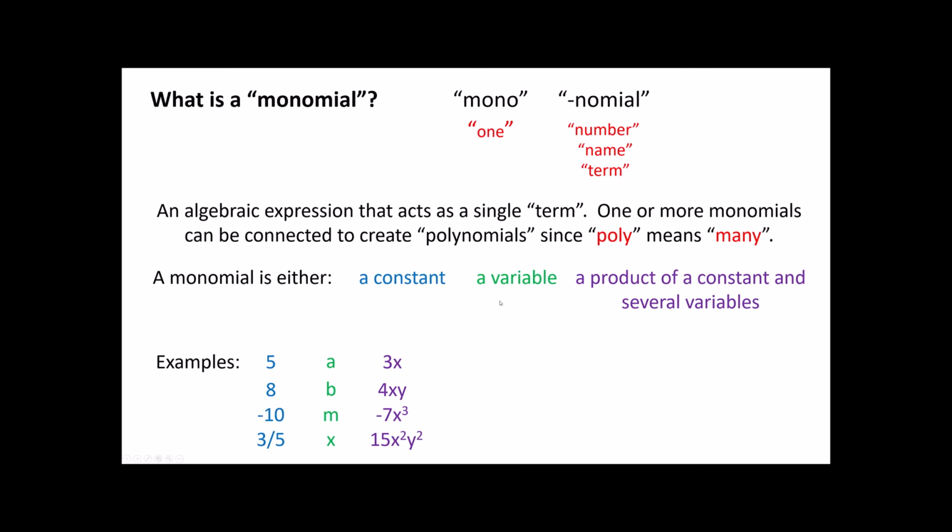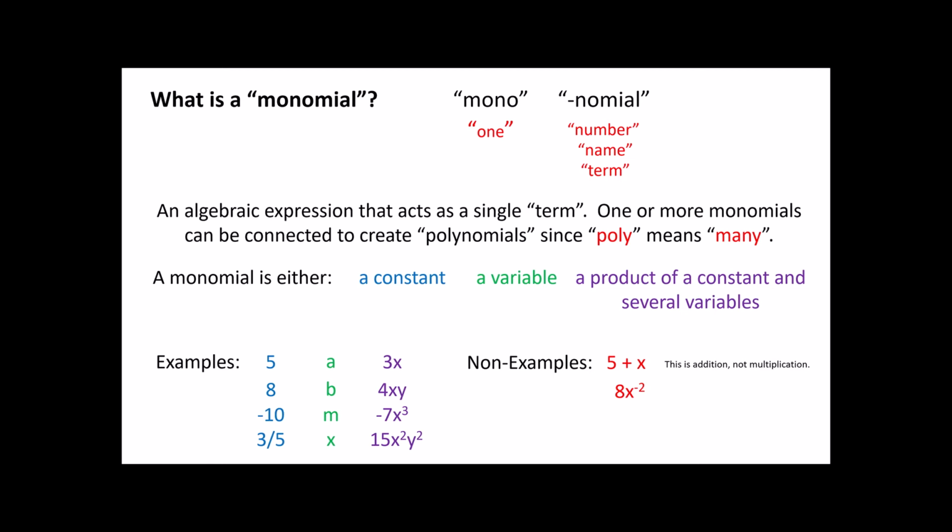Now I do want to make sure I point out a couple things that are not monomials, just so you have something to compare this to. 5 plus x is not a monomial because a monomial must be a constant, a variable, or a product of those. This is not a product. This is actually a sum because it's using addition, not multiplication. We would actually say that this is the sum of 2 monomials. You have the monomial 5 and you have the monomial x, but you put them together, it is no longer a monomial.